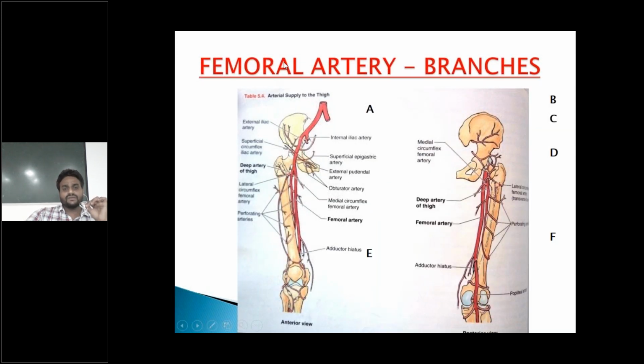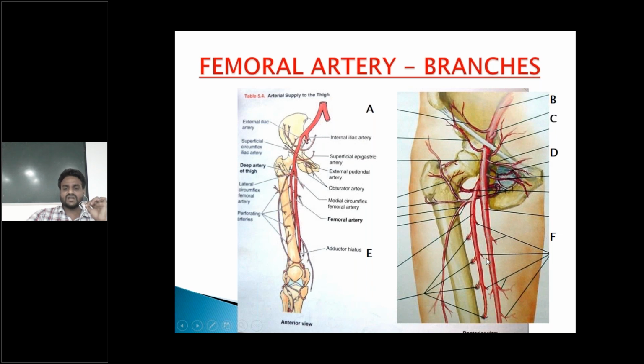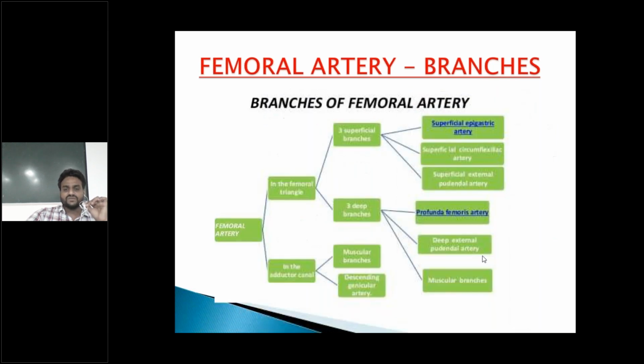Now we come to the branches of the femoral artery. In this picture, we can see so many branches of the femoral artery. So we study these branches in the flow chart. These all are the branches of femoral artery. This is the simple picture which clarifies all the branches of the femoral artery. You can see here nicely explained.